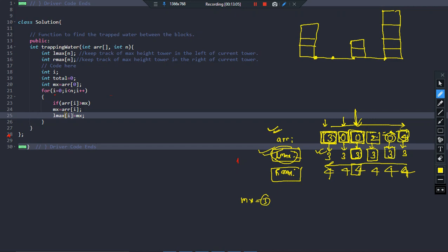4. This is greater than max, right? 4 is greater than max, so L max should be equal to 4 here. I'm sorry, I've written 3 here. It will be equal to 4 here. So you have your L max array, which is 3, 3, 3, 3, 3, 4.